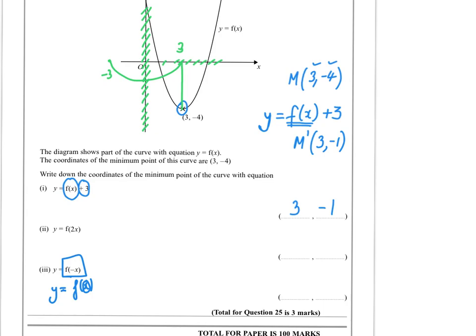So I'd say x becomes negative x, so it's not 3, it's going to be negative 3, and the y value stays exactly what it was before. So I would go negative 3, negative 4.